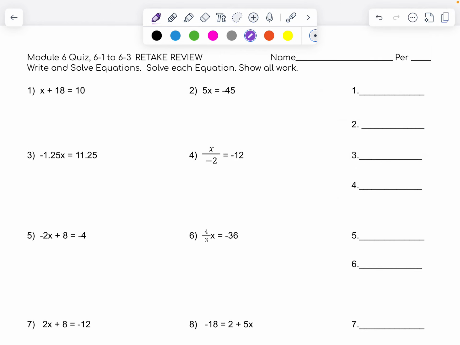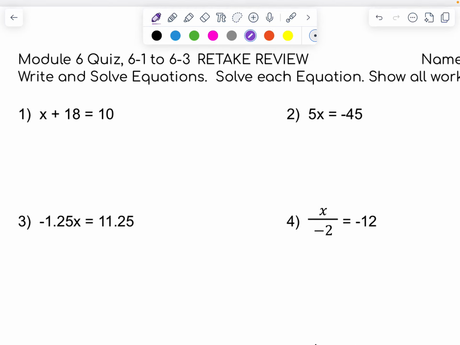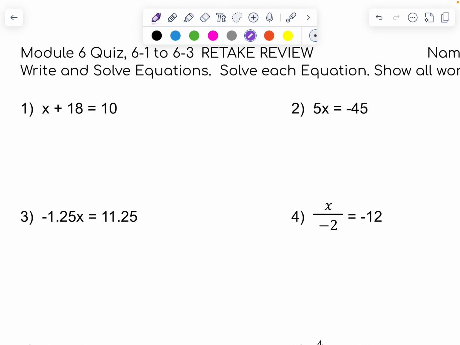All right, we're going to retake our little quiz on equations. We've got 1- and 2-step equations. So let's take a look at the first two. Our goal is always to isolate the variable and to keep our sides straight, because what we do to one side, we do to the other.